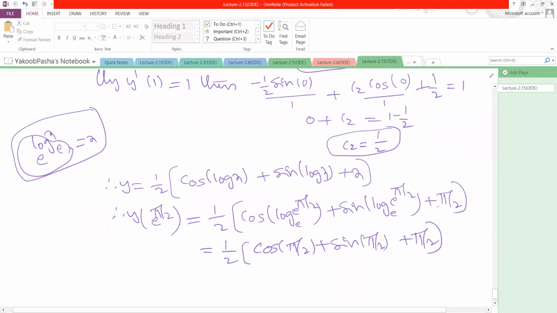Okay, I'm sorry, here it is e power pi by 2. So this is 1 by 2, cos pi by 2 is 0, sin pi by 2 is 1, plus e power pi by 2. So this is equal to 1 by 2 plus 1 by 2 e power pi by 2. This is the general solution, the y of e power pi by 2 value.